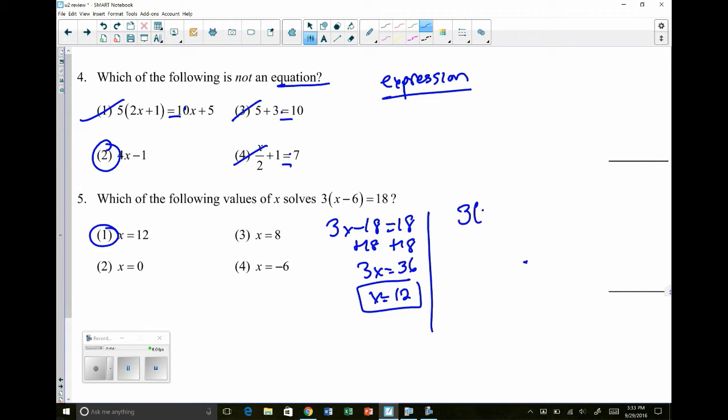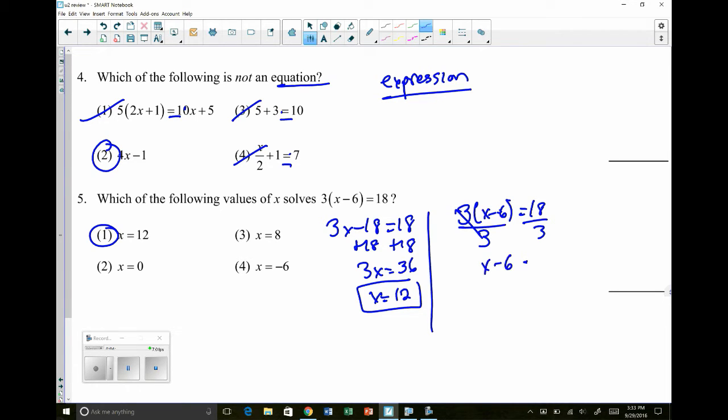Or, if you like doing less work because you're a mathematician who's lazy, I'm not going to distribute. I'm going to divide by 3. I can't add the 6 because that's not really a 6. I'm multiplying that by 3, so we need to undo the operations in the reverse order.